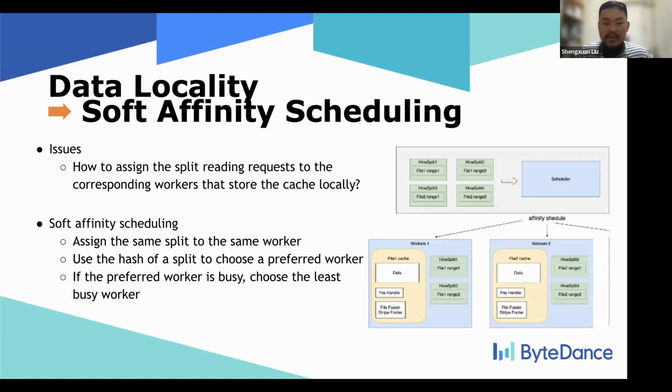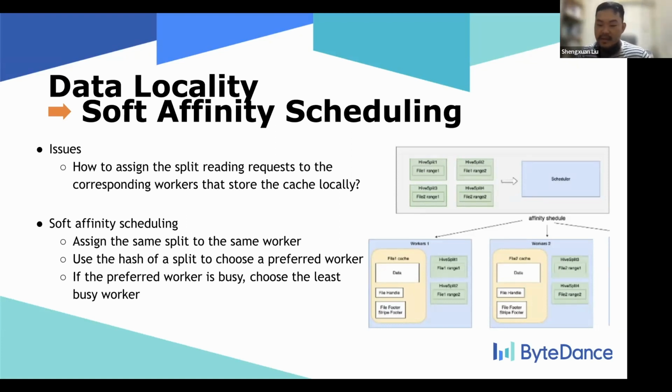And how do we determine that? We use the hash code of the split metadata to determine the preferred worker, right? Because the hash code of the same input, here I mean the split metadata, doesn't change every time, each split can be assigned to only one preferred worker, and the preferred worker means that the worker is able to cache the split data.